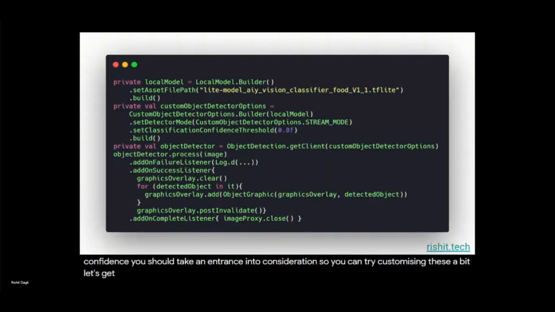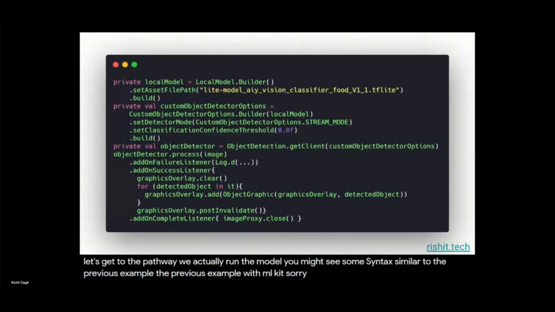So let's get to the part where we actually run the model. You might see some syntax similar to the previous example over here. The previous example with MLKit, with ML model binding plugin, which we just saw. I will process my image, and so as you can see, I'm processing my image.